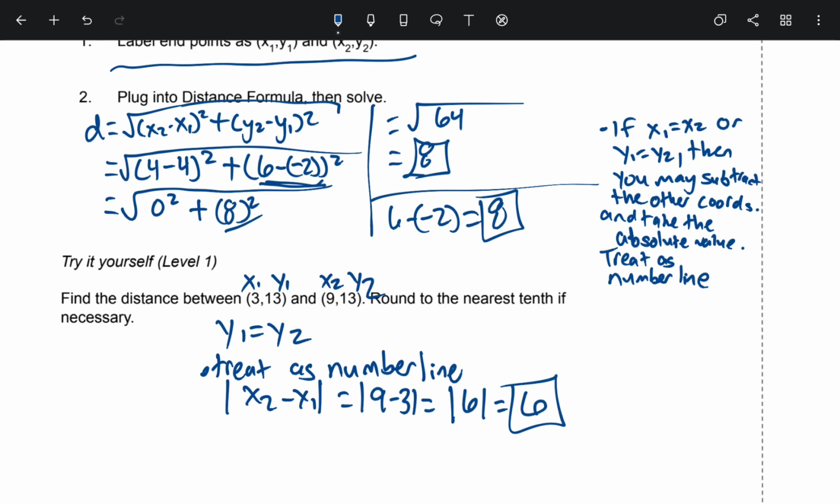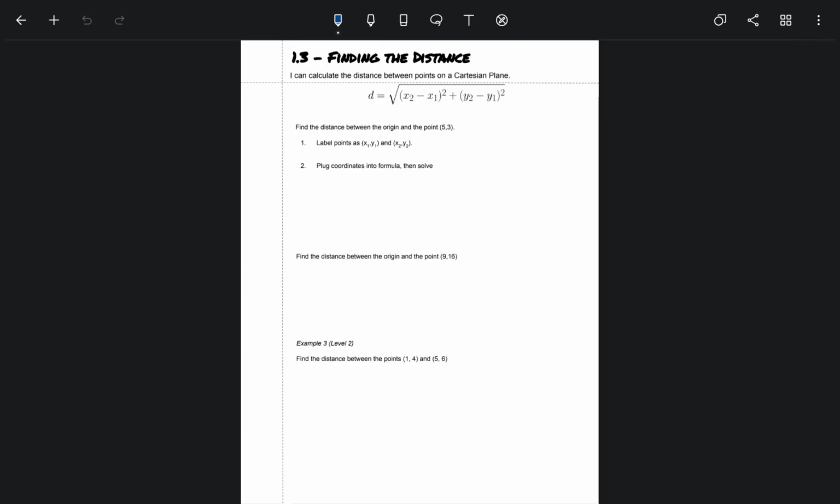So y1 equals y2, we were able to treat it as a number line. So we just had to subtract the x coordinates, take the absolute value, and that gave us 6 as our distance. Let's move on. Right now we want to find the distance between the origin and the point (5, 3).